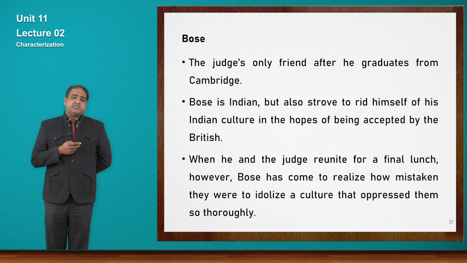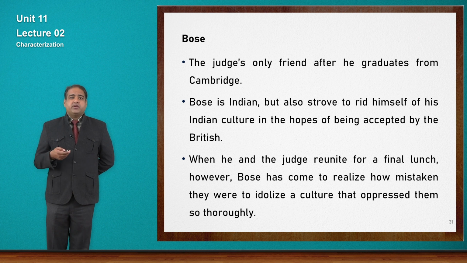When he and the judge reunite for the final lunch, however, Bose has come to realize how mistaken they were to idealize the culture that oppressed them so thoroughly. So, initially Bose was an admirer of European culture, but finally he realized, along with the judge, that these are the people who will never treat Indians as equal to them, and they will keep on exploiting Indians.